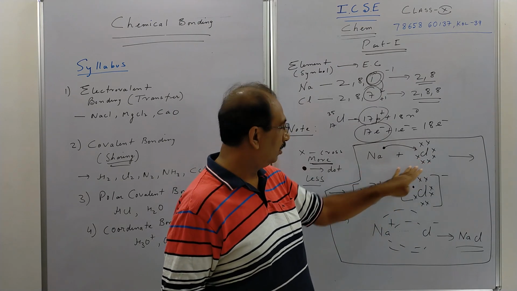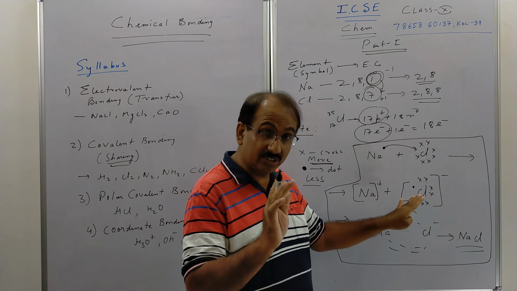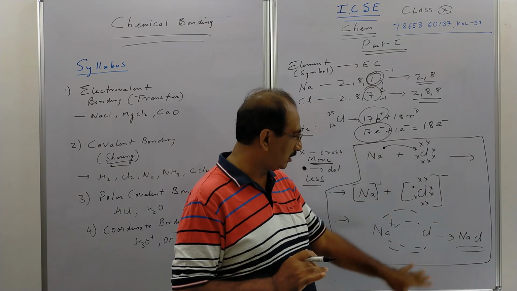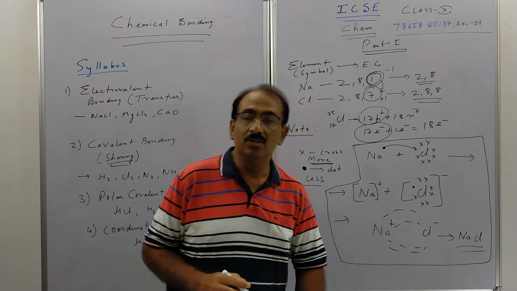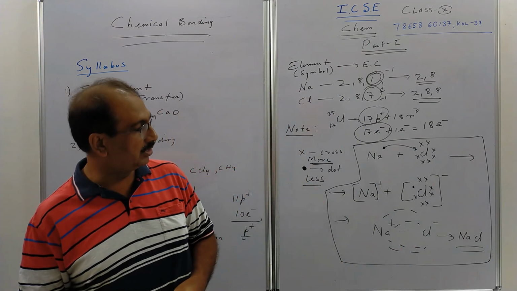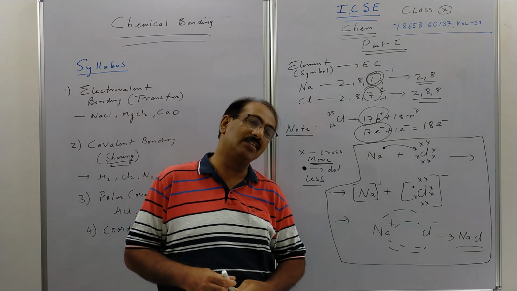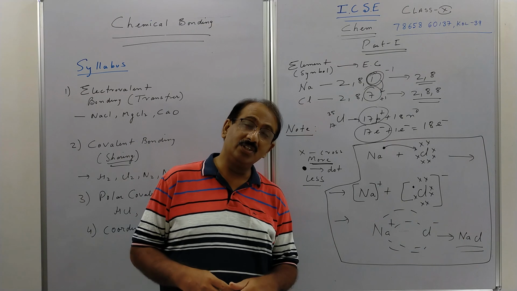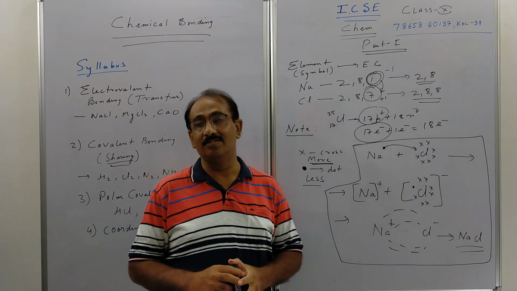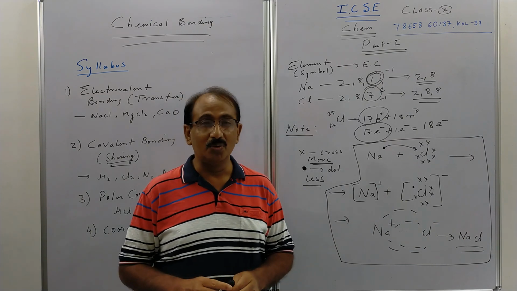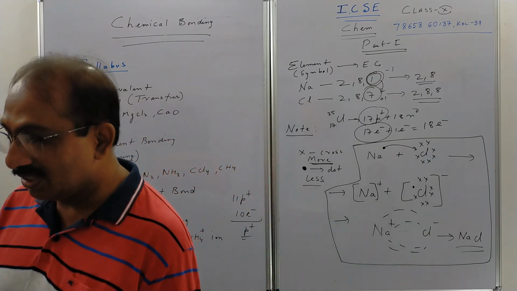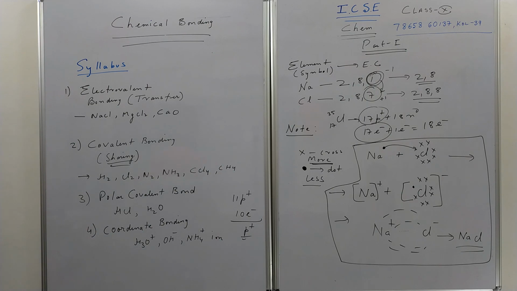Sodium transfers one electron, it becomes positive. Chlorine gains one, becomes negative, and we have an attractive force between them, and we get sodium chloride, children. Its common name is common salt, which we use every day in our kitchen. Without salt you cannot eat most of the things. What you eat as salt at home is basically 99%, I think, sodium chloride.